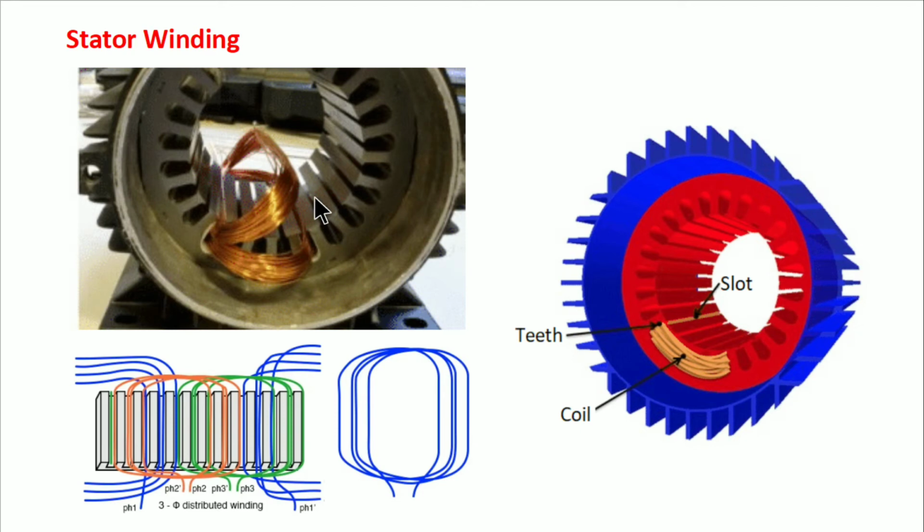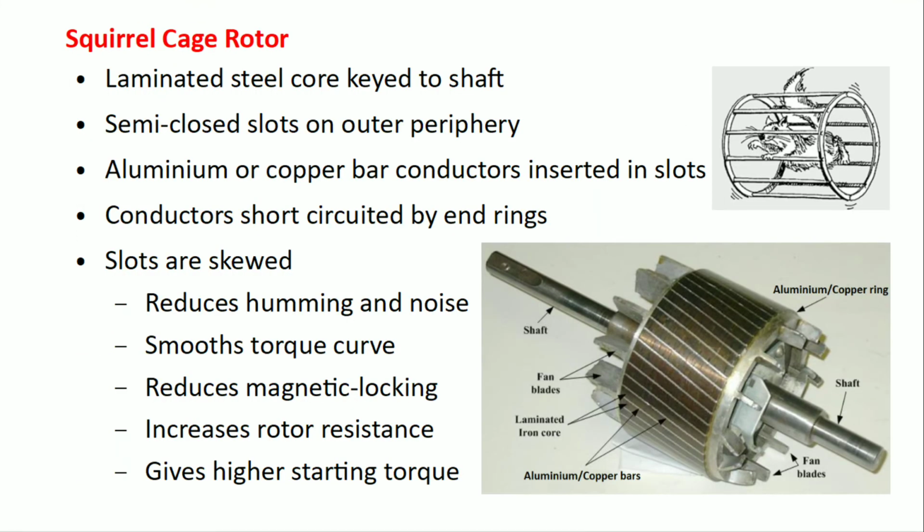The slot opening may be different depending upon the type of slot. If it is open type, then the width of the slot is equal to the opening. If it is semi-closed type, it is like this, where the opening is small and inside the slot is large. For closed type, it will be closed here. The conductors will be inserted from one side and taken out from the other side. So this is about the stator windings.